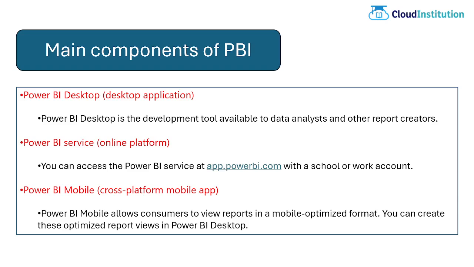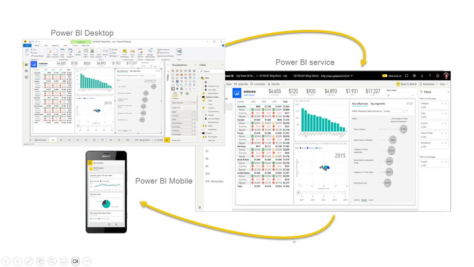Okay, so what do you mean by mobile optimized format? Basically, when you look at a mobile phone, obviously you know that the mobile phone screen and the way the mobile phone works is completely different compared to a laptop or a desktop. So we need to optimize the format.